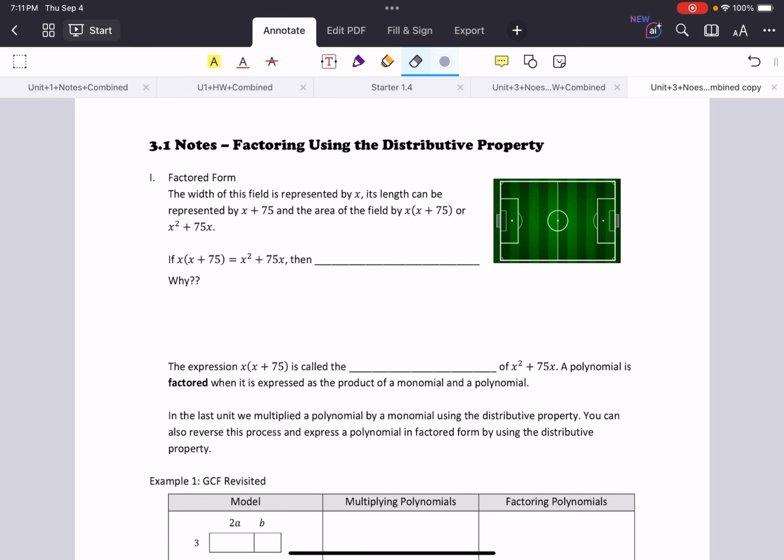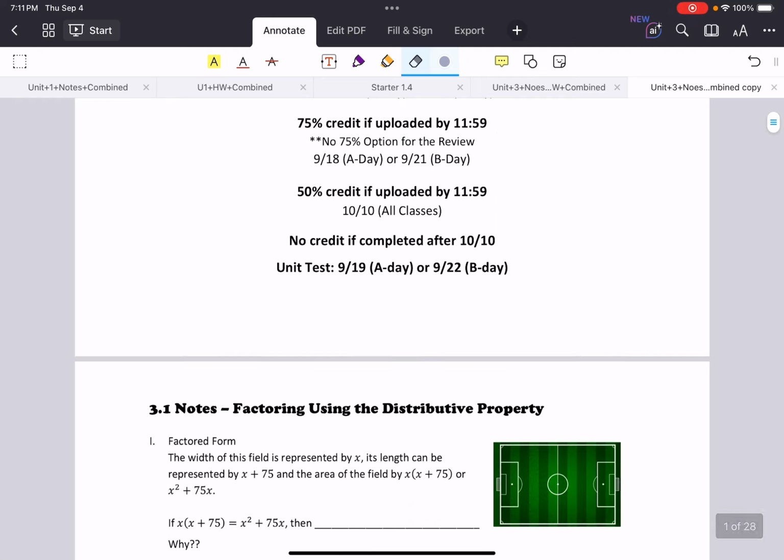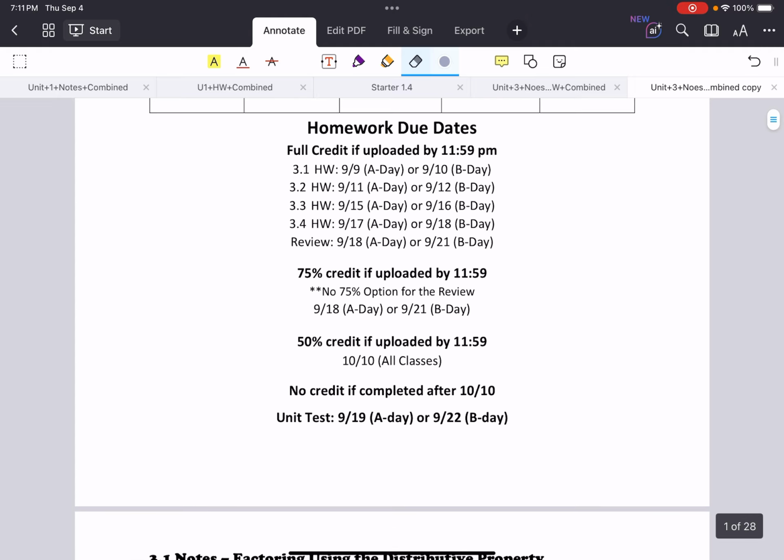Okay, guys, this is the lesson for when I am not here. I try to keep it short. You should have picked up your pink packet from the tall table before you start this.